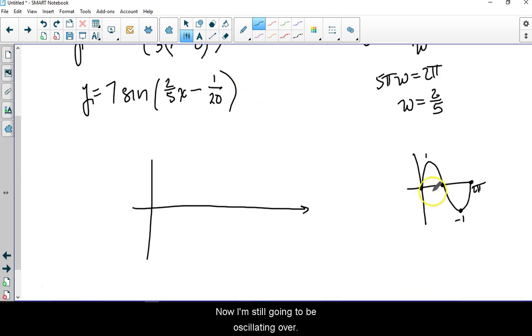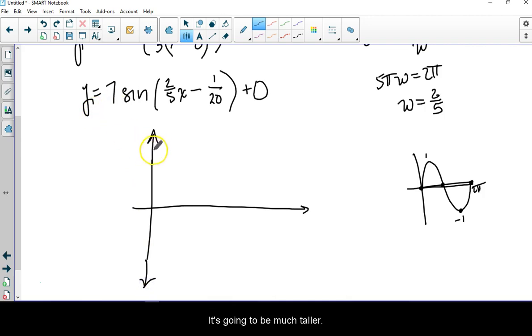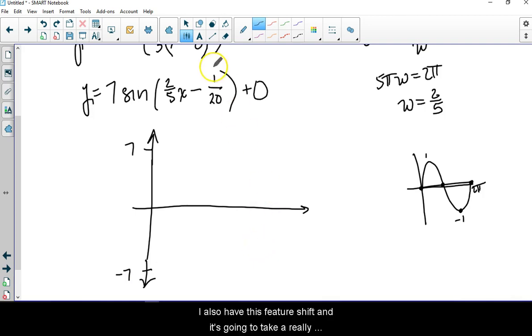Now, I'm still going to be oscillating over the x-axis like in the parent function, since I don't have a vertical shift, so that makes life a little bit easier to graph. It's going to be much taller, so it's going to peak at 7 and valley at -7. I also have this phase shift, and it's going to take a really long time to finish one. Remember that it was 5pi, so the parent finished one at 2pi. I need to go all the way out to 5pi to do this, so this is going to be stretched out and much higher. I'm going to graph it this way.